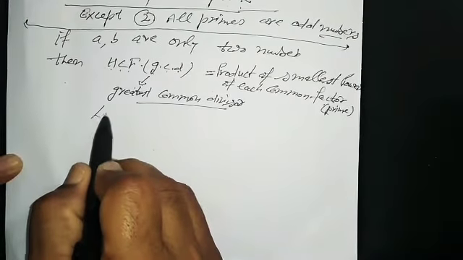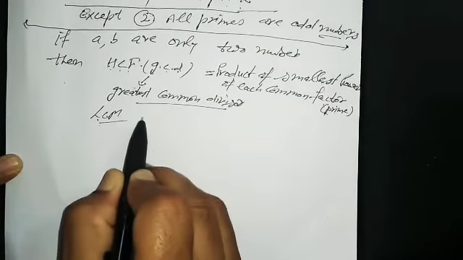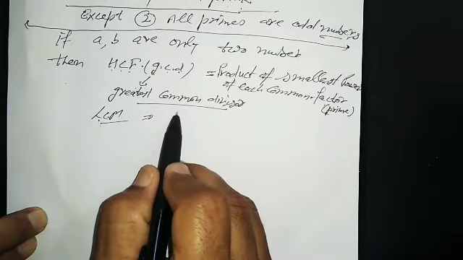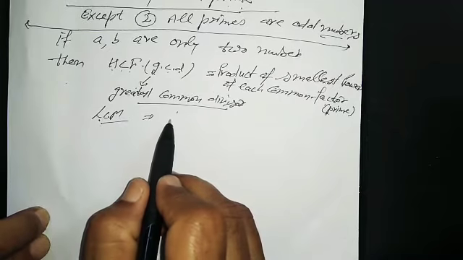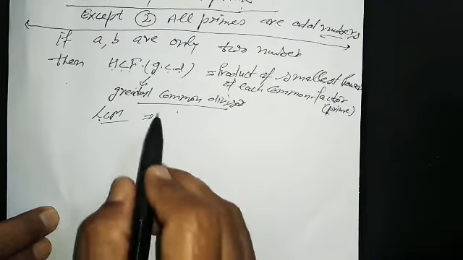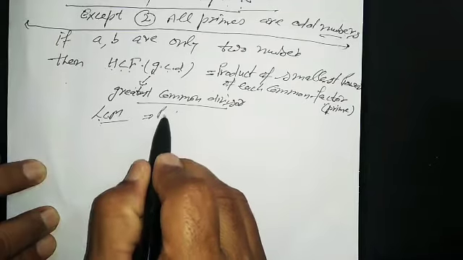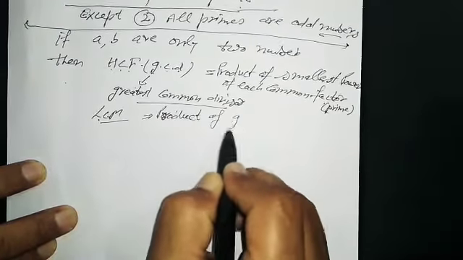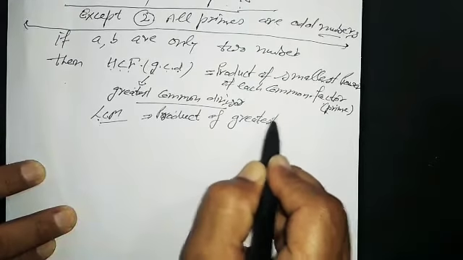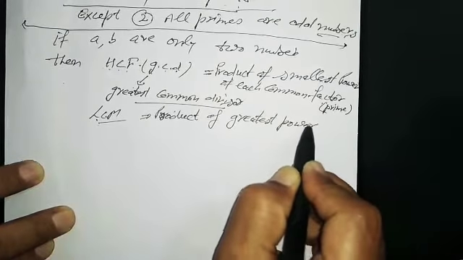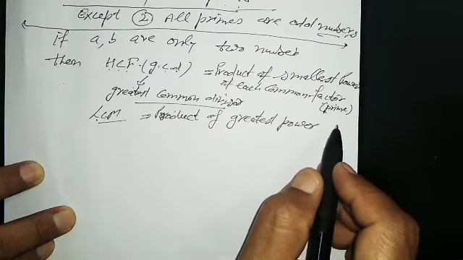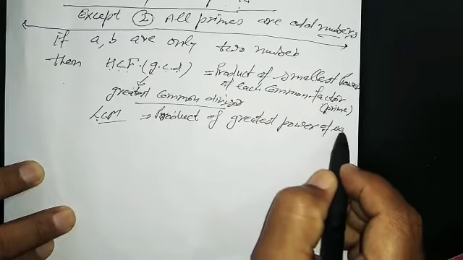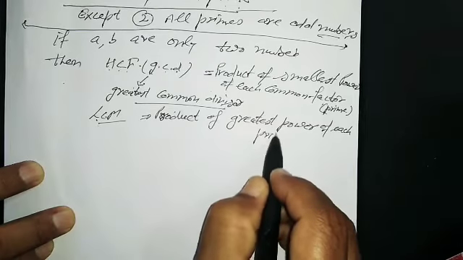Again, if you have to find the LCM, the process of LCM is also in a short form. You can use it as the product of the greatest power of each prime factor.